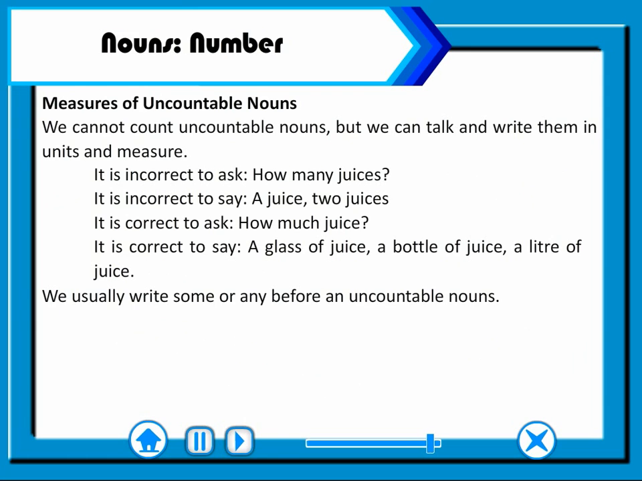Measures of uncountable nouns. We cannot count uncountable nouns, but we can talk and write about them in units and measures. It is incorrect to ask how many juices. It is incorrect to say a juice, two juices. It is correct to ask how much juice. It is correct to say a glass of juice, a bottle of juice, a liter of juice. We usually write some or any before an uncountable noun.